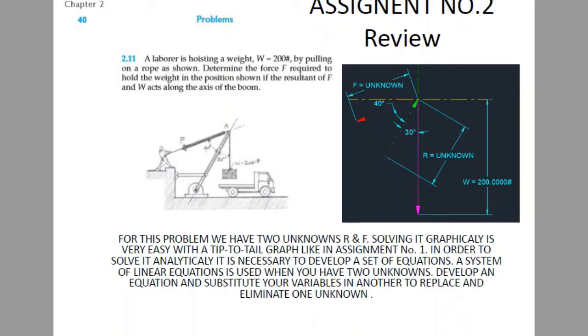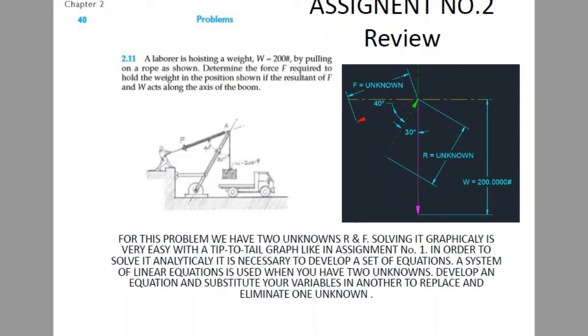This one reads, a laborer is hoisting a weight W, which is equal to 200 pounds, by pulling on a rope as shown. Determine the force F required to hold the weight in the position shown if the resultant of F and W acts along the axis of the boom. For this problem, we have two unknowns, R and F. Solving it graphically is very easy with the tip-to-tail graph, like we did in assignment number 1. In order to solve it analytically, it is necessary to develop a set of equations.